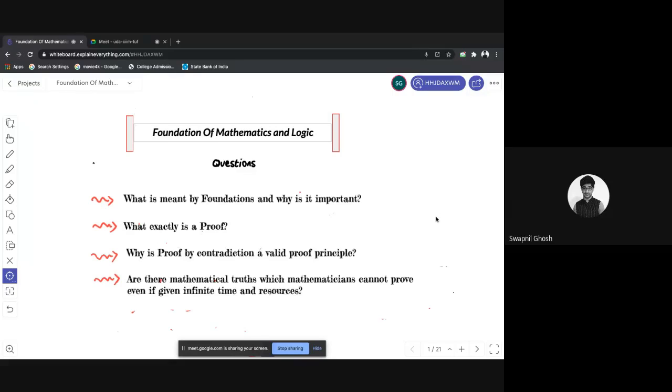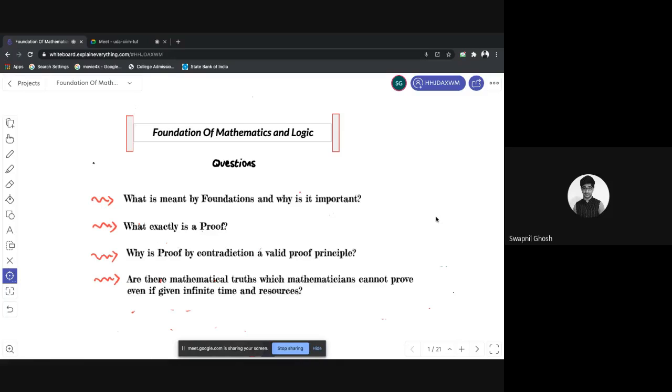Hi, I'm Swapnil, and I'm going to be presenting today some preliminaries and some basics of the subject of the foundation of mathematics, and I'll show how mathematical logic is used to study the foundations of mathematics.